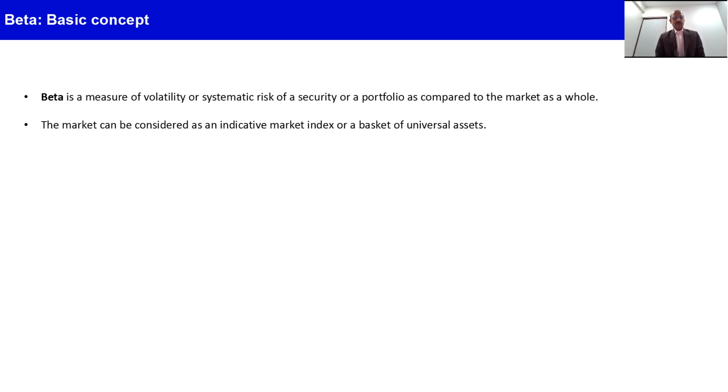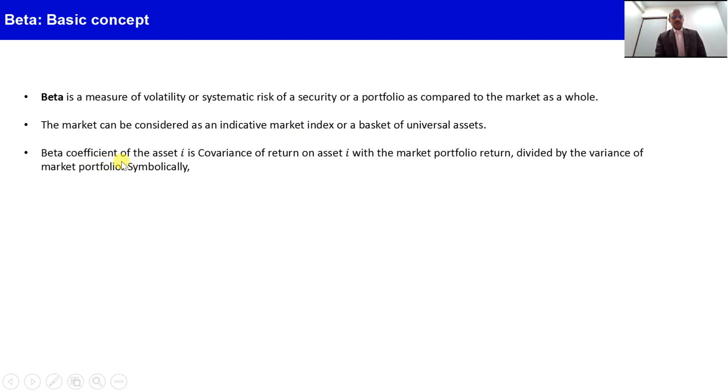So let's understand the basic concept first. Beta is a measure of volatility or systematic risk of a security or a portfolio as compared to the market as a whole. The market can be considered as an indicative market index or a basket of universal assets. For example, the S&P 500 could be the market, or any stock exchange index could be the indicative market index. The security's specific risk vis-a-vis that market index risk is basically the beta.